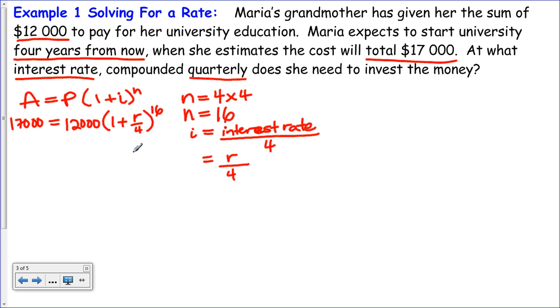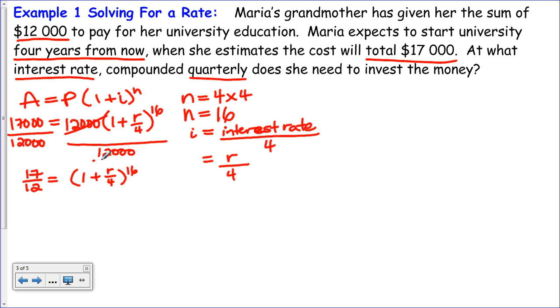So we're going to rearrange it using our algebra skills and solve for r. The first thing I need to get rid of is the 12,000. So I'm going to start by dividing both sides by 12,000. 17,000 divided by 12,000, reducing the zeros, gives 17 over 12 equals (1 plus r over 4) to the 16, because 12,000 divided by 12,000 is 1, so that's gone.